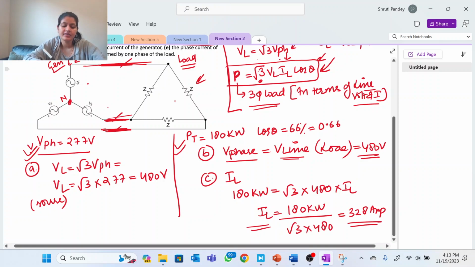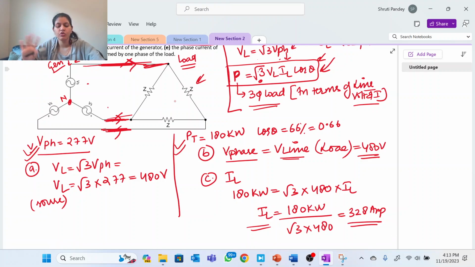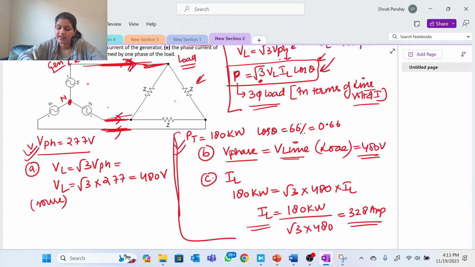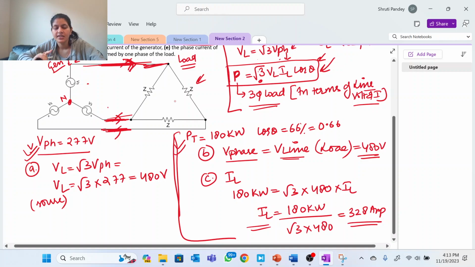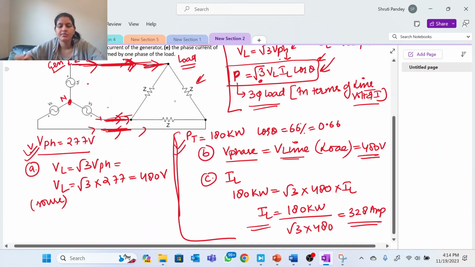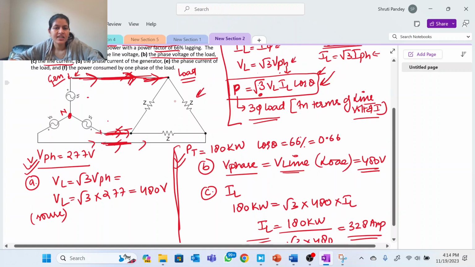Now, we have calculated the line current from the load side, but we know that line values are the same, be it voltage and current, for both the generator and the load. So if somebody asks for the line current on the generator side, we have calculated it from the load perspective, and it is the same. Whatever current is coming from here, the same is here. Okay. So now what is the next part?